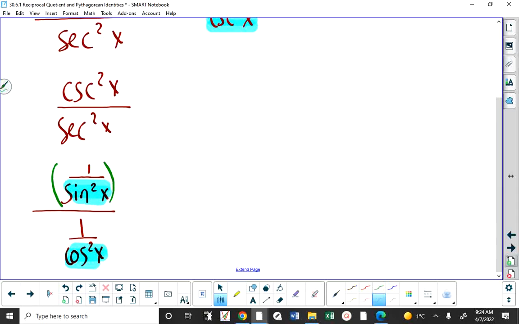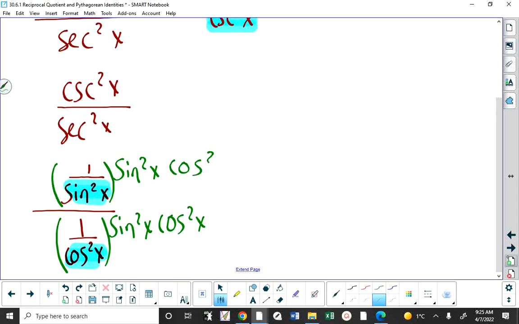I'm going to multiply the top by sine squared of x to get rid of the denominator of sine squared of x in the numerator. But that means I have to multiply the bottom by sine squared of x as well. There are other ways to handle this, but what I'm showing you is a utility device that will work for any complex fraction. I also need to get rid of the cos squared of x in the denominator, so I'm going to multiply top and bottom by cos squared of x.